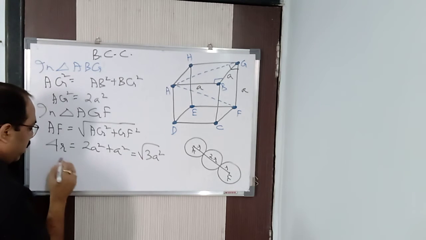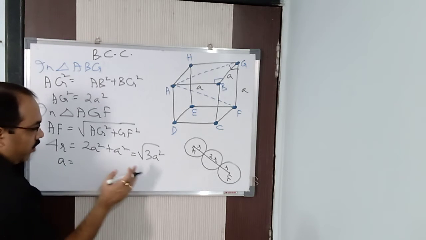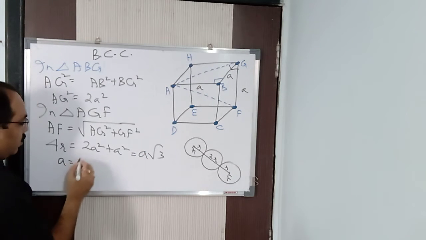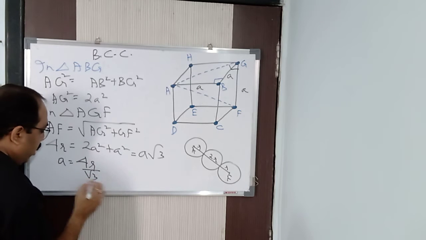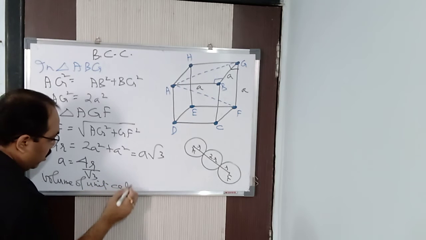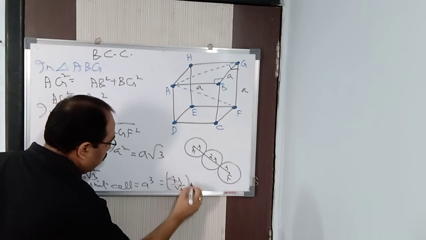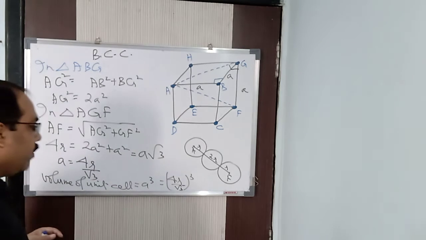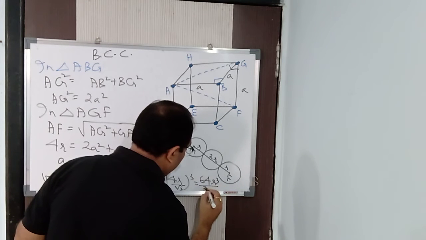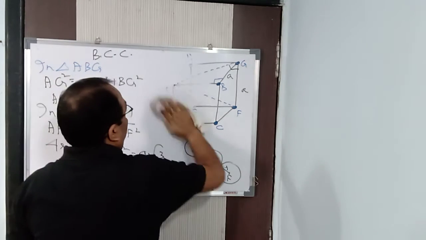4R is equal to root 3 A. So A is equal to what? A is equal to 4R by root 3. So volume of unit cell is A cube. So 4R by root 3 whole cube. 4R by root 3 whole cube means 64R cube by 3 root 3. That is the volume of the unit cell you got. I need to rub this part.